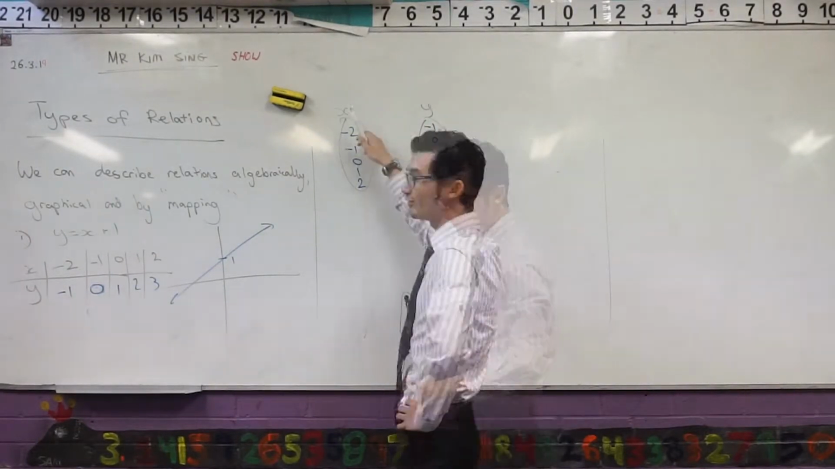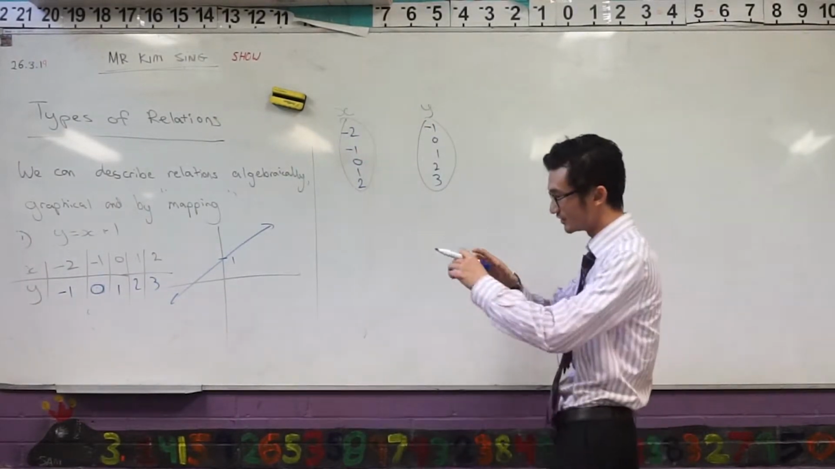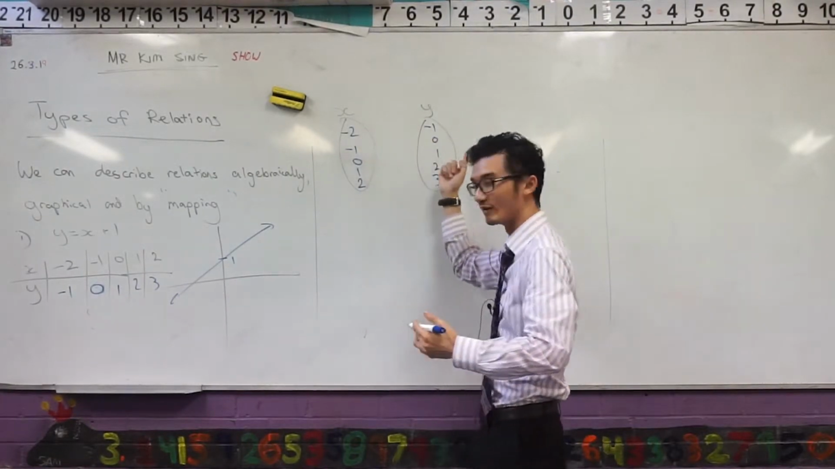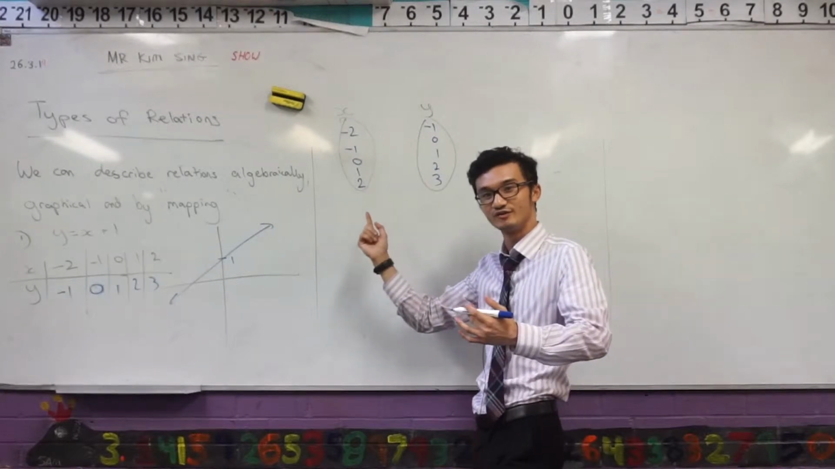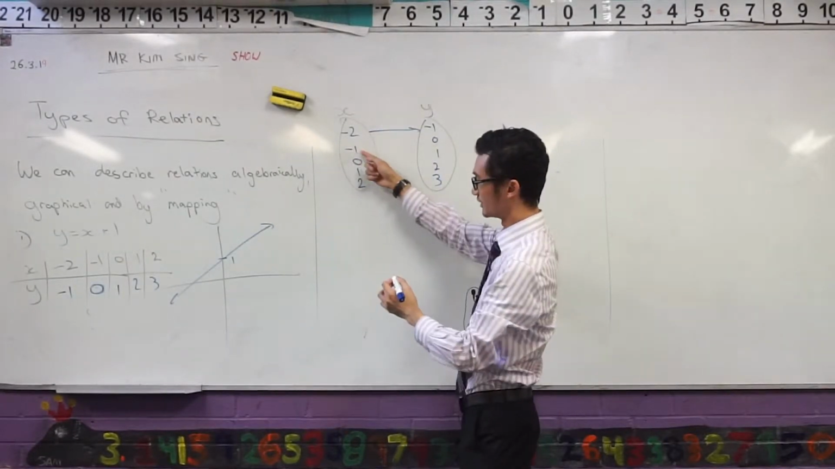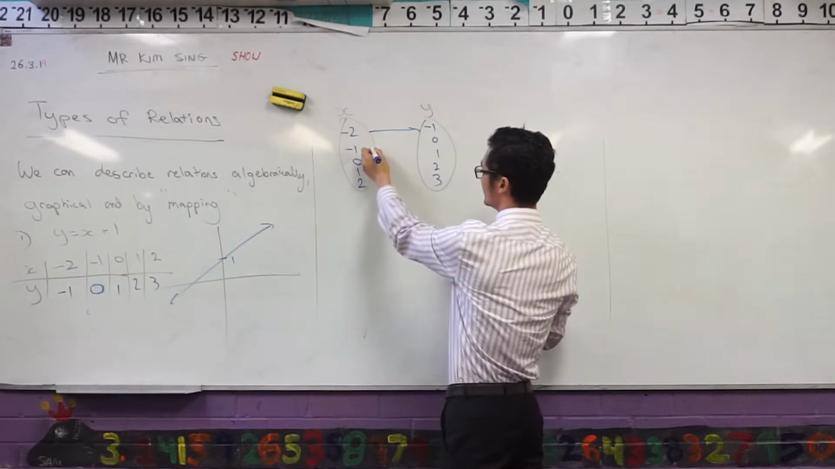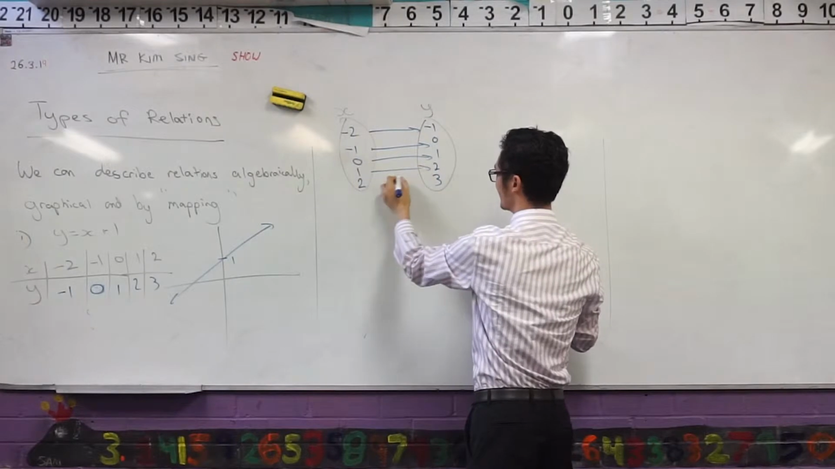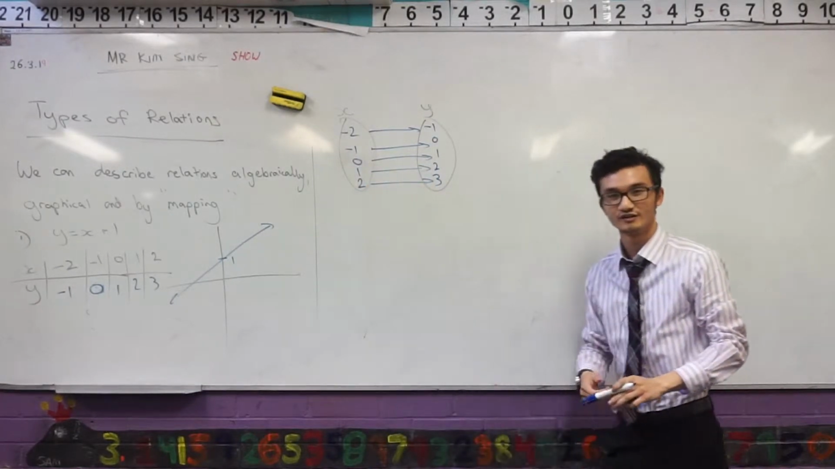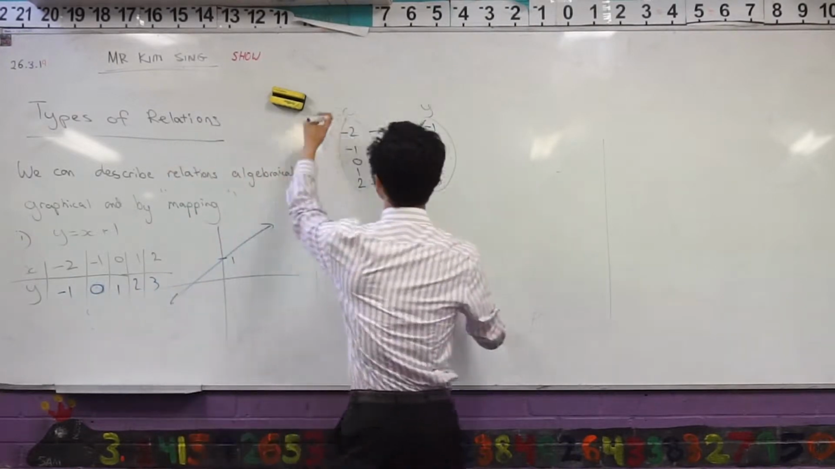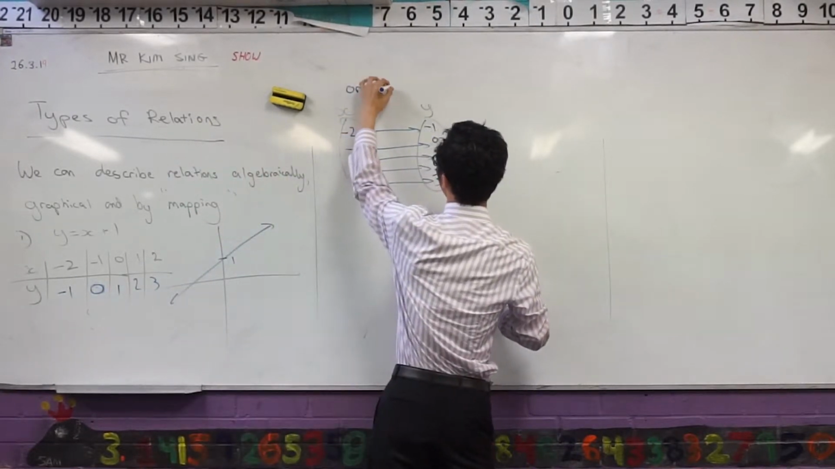If I was to take these values and literally take an arrow and say, this minus 2, what does it match up with in my y values? It matches up with minus 1. And minus 1 goes up to 0, 0 goes to 1, 1 goes to 2, 2 goes to 3. This is a special type of mapping, and the name is called one-to-one.